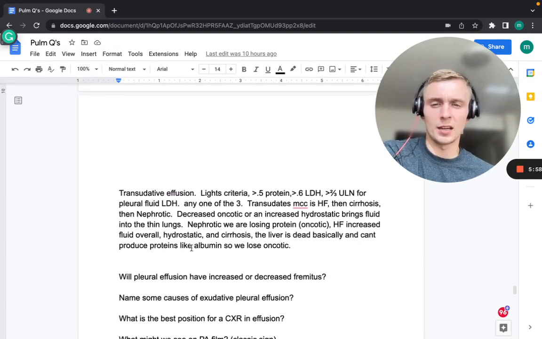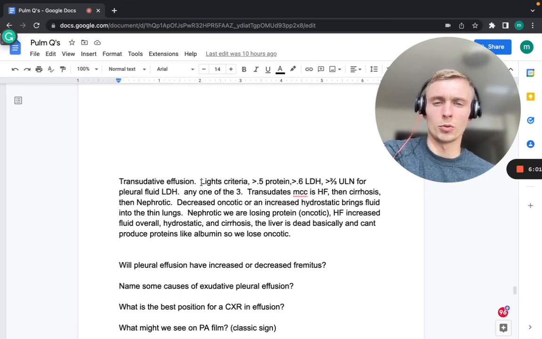So this is going to be a transudative effusion. We just use Light's criteria. Light's criteria says over 0.5 protein, over 0.6 LDH, or over 2/3 the upper normal limit for pleural fluid LDH is considered. Any one of these would be considered an exudative effusion. So this guy's effusion was lower than all those three, so that would be a transudative effusion.